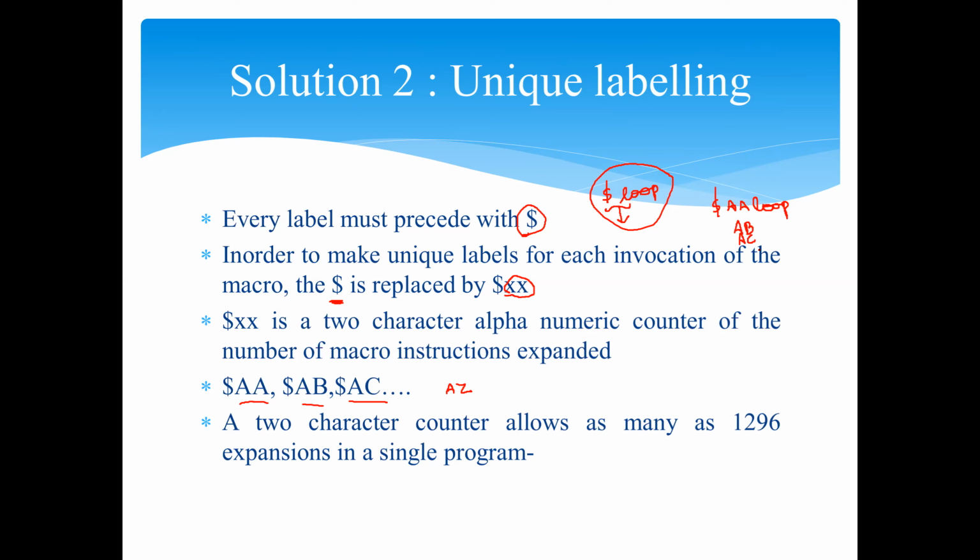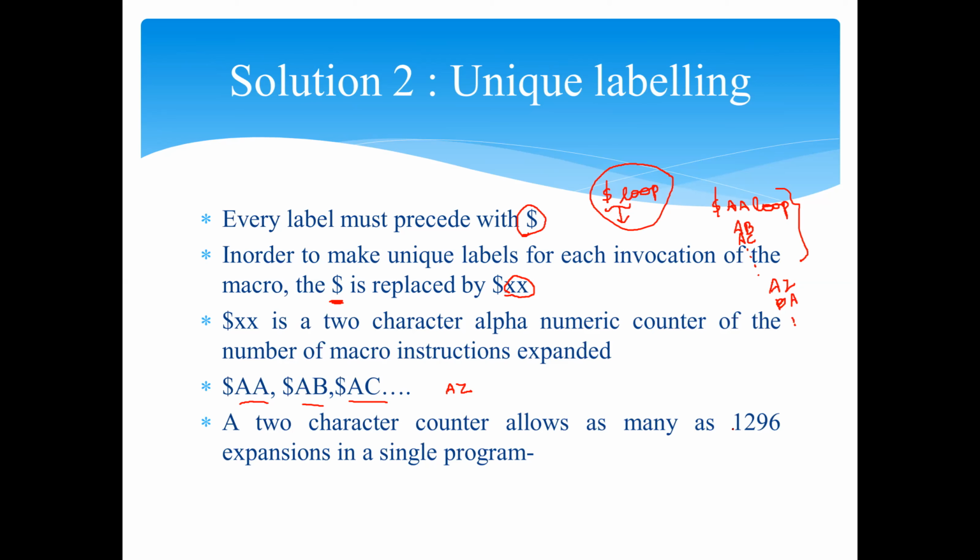So no matter how many times you invoke the macro, you have a range of variables. The range of uniqueness that you can achieve is very high, because even if it is invoked 27 times, you have AZ. Now suppose it is invoked more than that, it will again start with the next combination, BA. So you have BA, BB, BC, and so on.